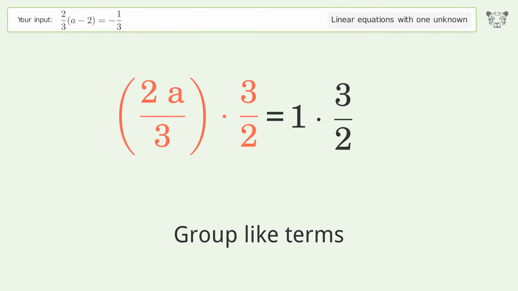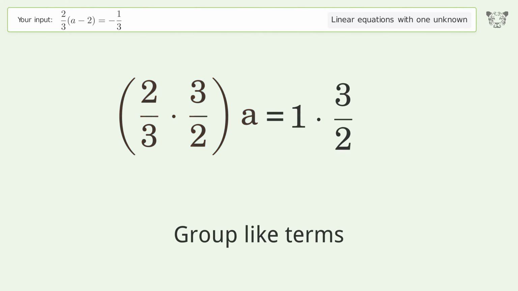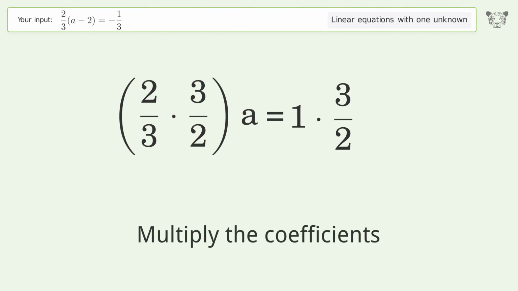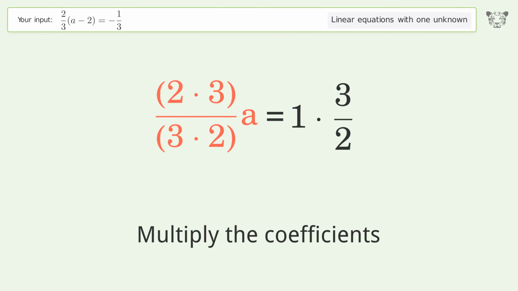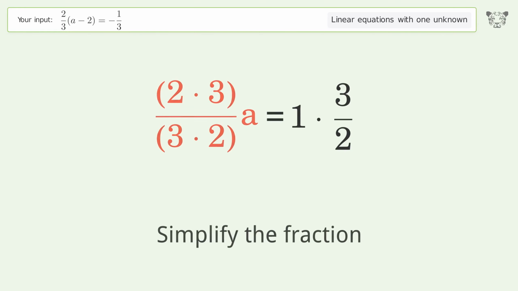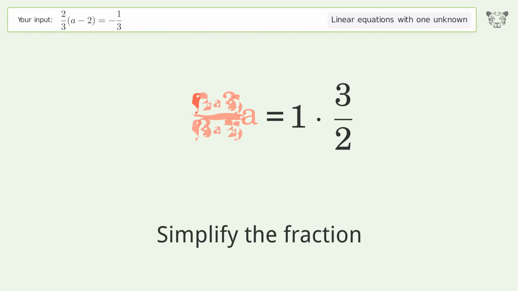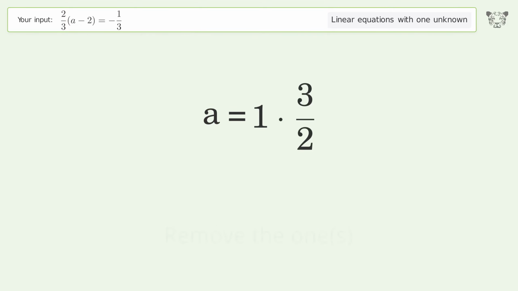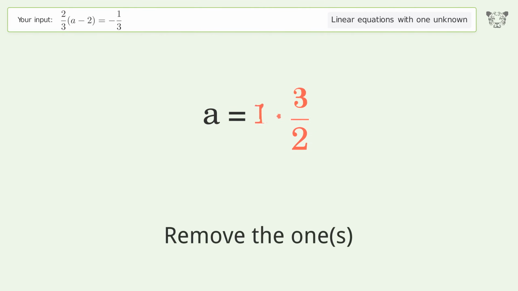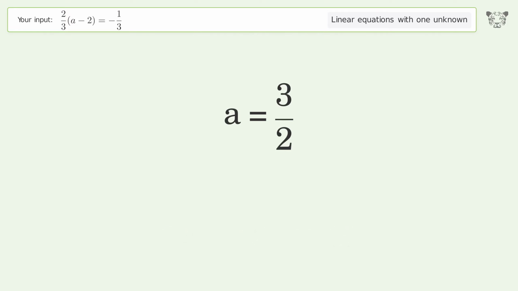Group like terms. Multiply the coefficients. Simplify the fraction. Remove the ones. And so the final result is a equals 3/2.